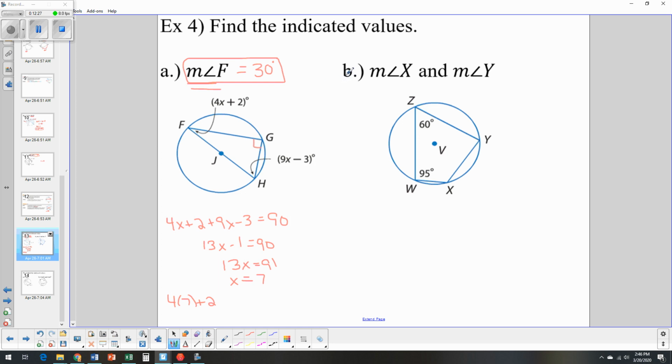In part B, I want to find the measure of angle X and the measure of angle Y. So if I look at angle X here, and it's opposite this 60 degrees, and we said opposite angles are going to end up being supplementary. So I'm going to do 180 minus 60, and the measure of angle X would be 120 degrees. And then if I look at angle Y, it's opposite the 95. So for the measure of angle Y, I'm going to do 180 minus 95, and I get 85 degrees.